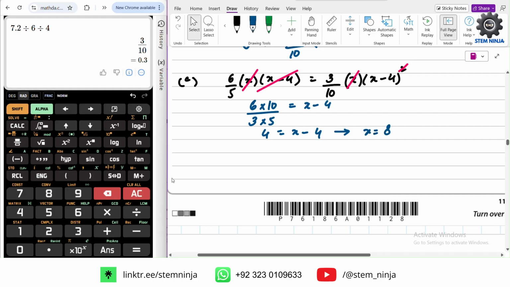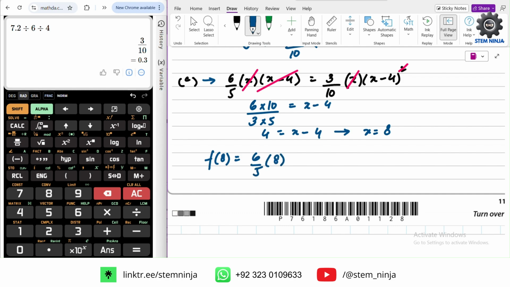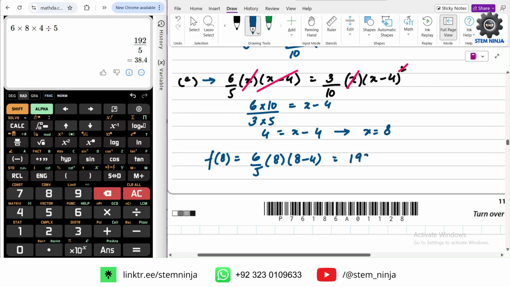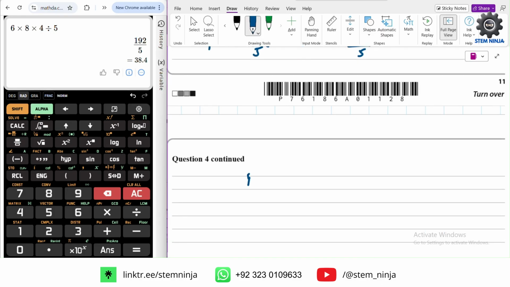Now we needed the coordinates, so we can plug in either one of them. x is equal to 8. So f of 8 would be 6 over 5 times 8 times (8 minus 4). You will get 6 times by 8 times by 4 divided by 5. This is 192 over 5. So P would be (8, 192 over 5).